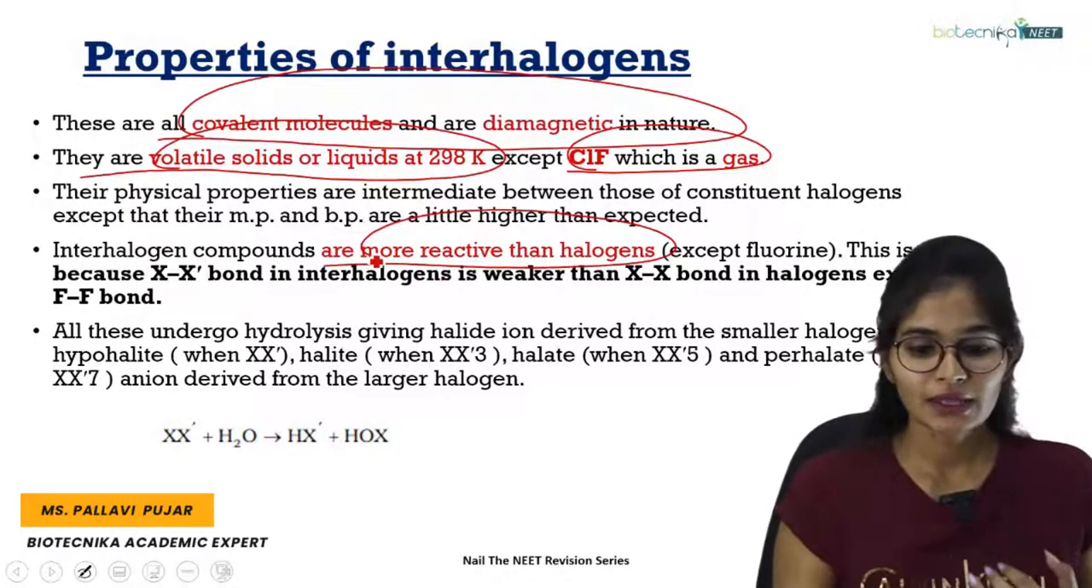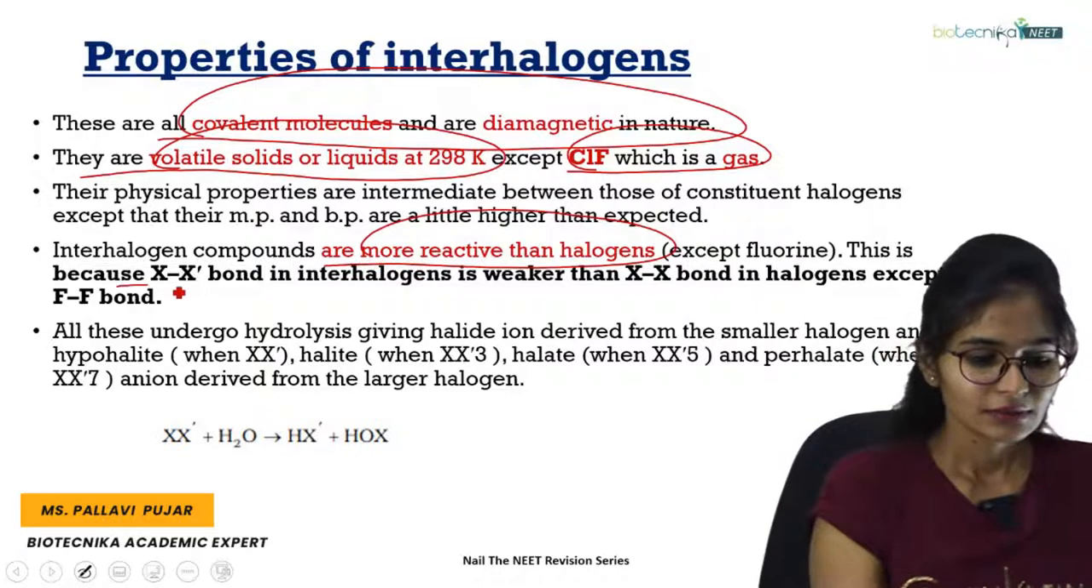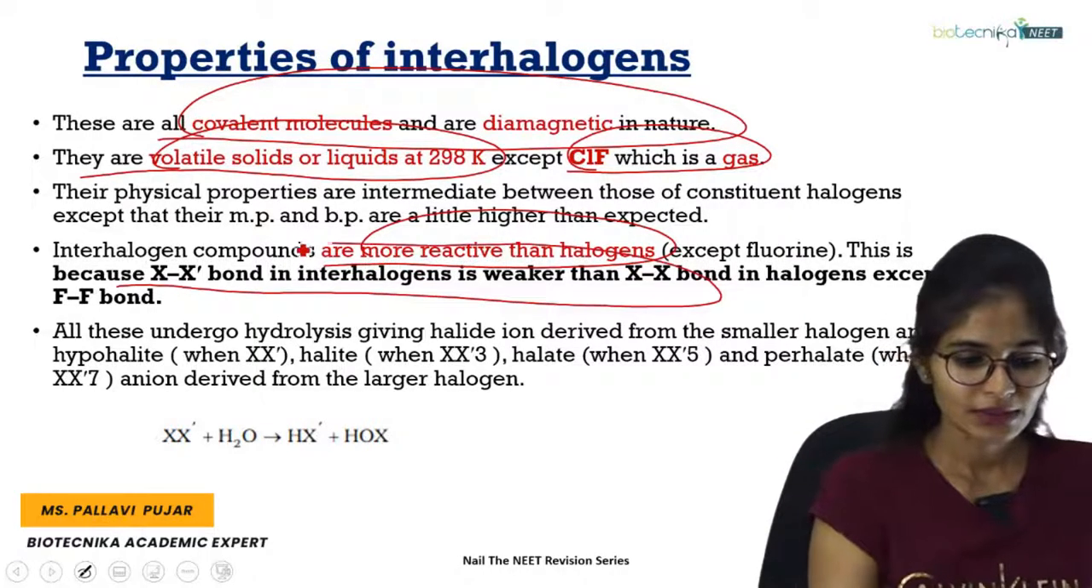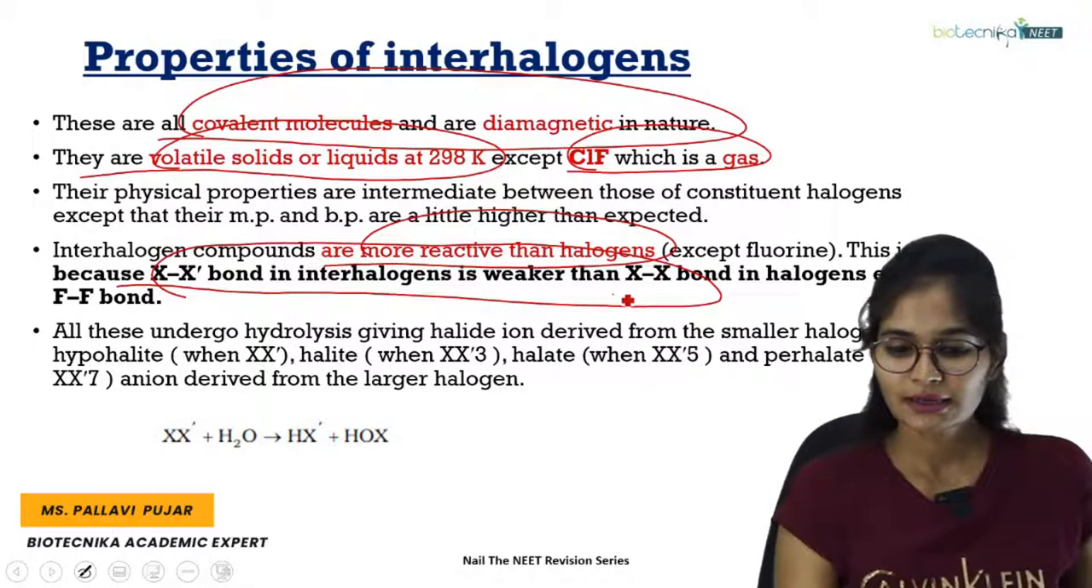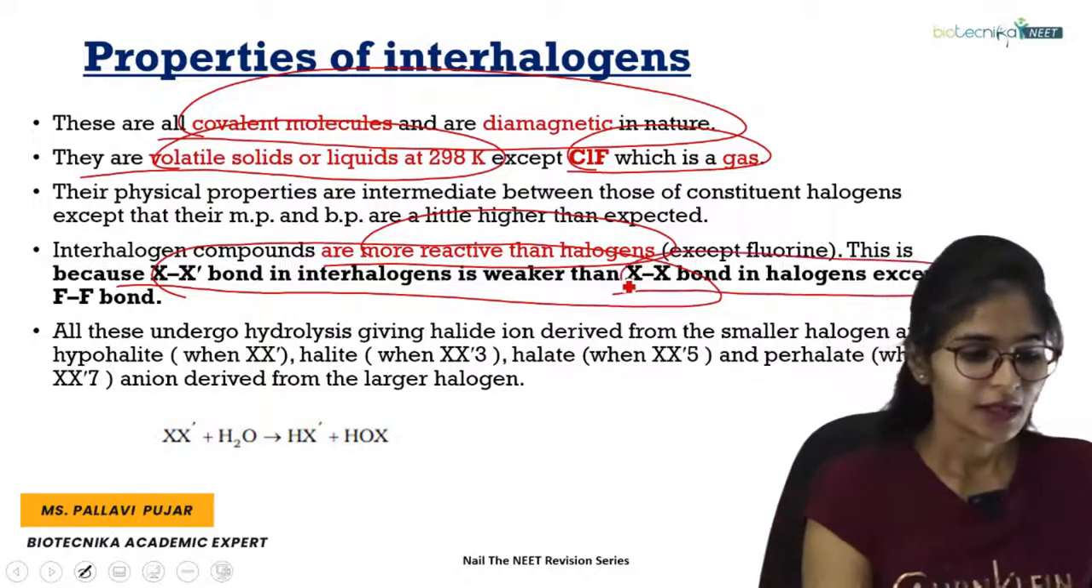So interhalogens are more reactive than the normal halogens, and the X-X' bond length in interhalogens is weaker than the X2 bond in halogens, except for the F2 bond.